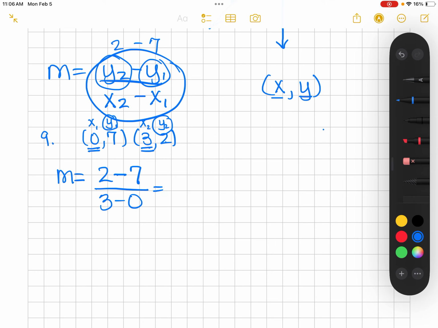Now, if you're not good at integers, use your calculator, because some of y'all will do 2 minus 7 and put 5, but it's negative 5. 3 minus 0 is 3. And that's our slope. And that's all you have to do for number 9, is do the subtraction. You might have to simplify, which we're going to have to do on number 11. But that's okay. You just do it like you would do any other fractions.